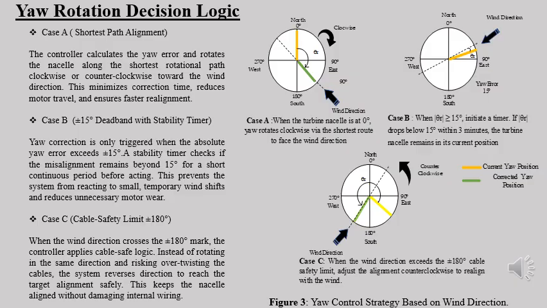Finally, the cable safety limits at plus or minus 80 degrees. When the wind direction crosses the plus or minus 80 degree mark, the system activates cable-safe logic. Instead of continuing in the same direction and risking cable over-twisting, the controller reverses the rotation direction to safely realign the turbine. This protects the internal wiring while keeping the nacelle correctly oriented. Together, these three cases ensure that the turbine aligns quickly, avoids unnecessary motion, and stays protected under all wind direction changes.